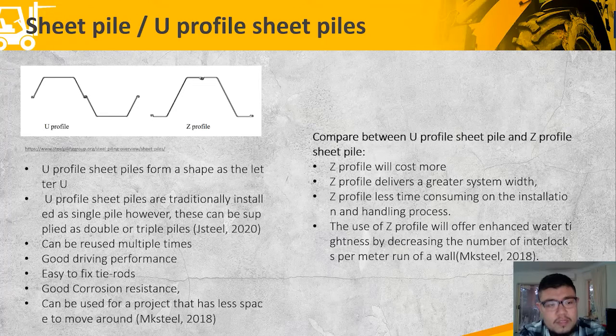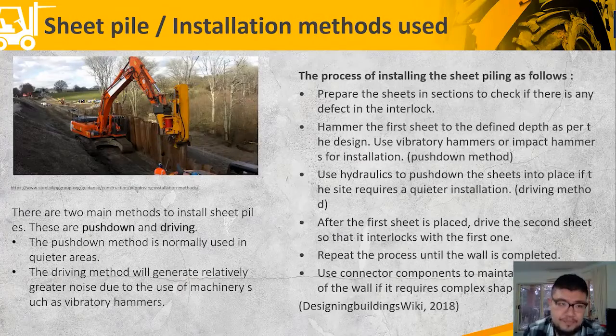There are a lot of advantages to using the U profile. Comparing the two different profiles, we can conclude that the Z profile will cost more and deliver a greater system width, with less time consumed on the installation and handling process. The use of the Z profile will also offer enhanced water tightness by decreasing the number of interlocks per meter run of the wall.